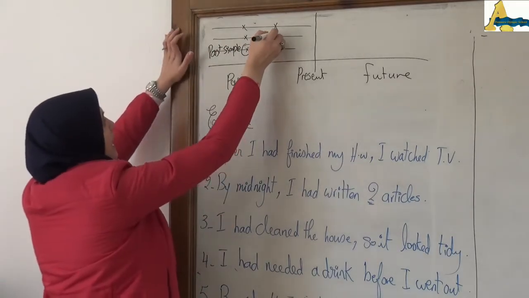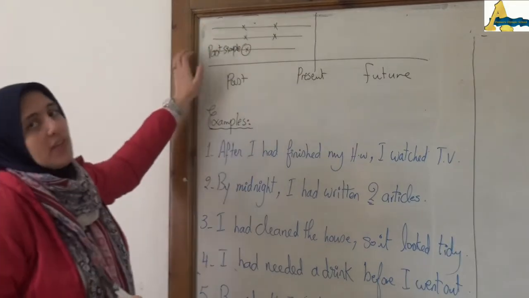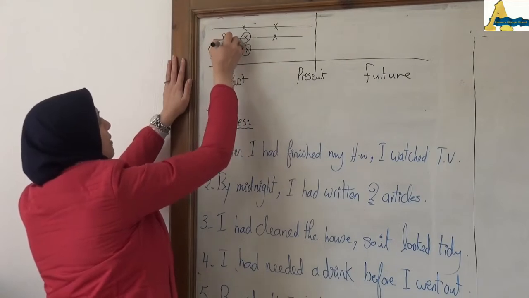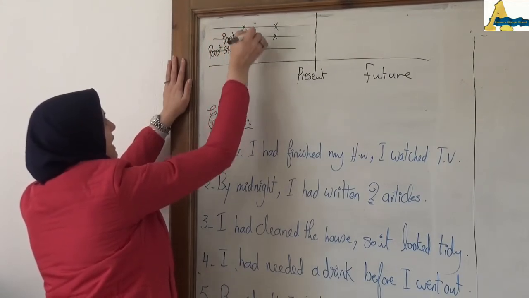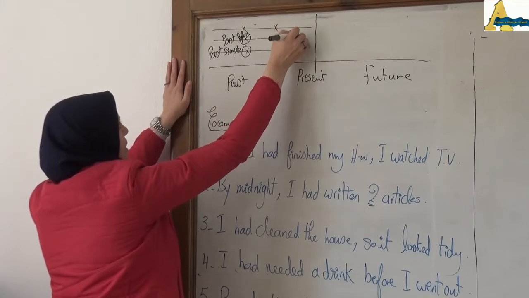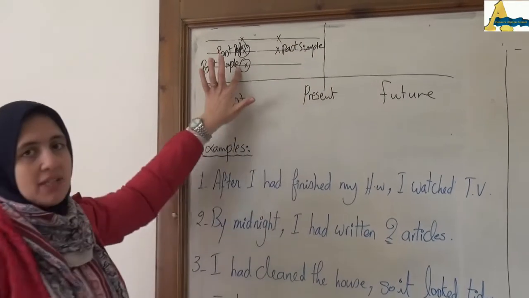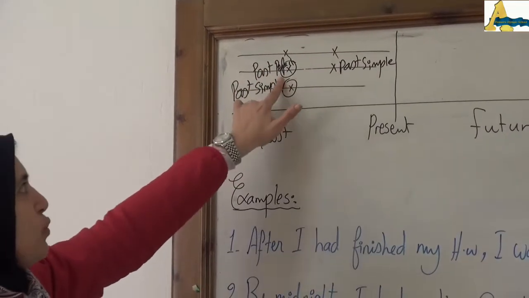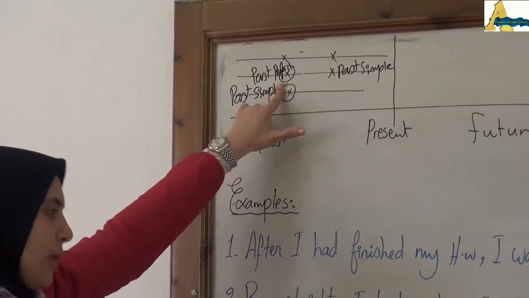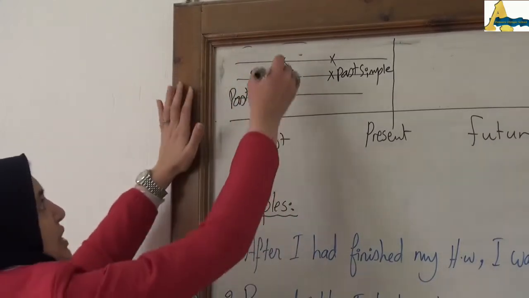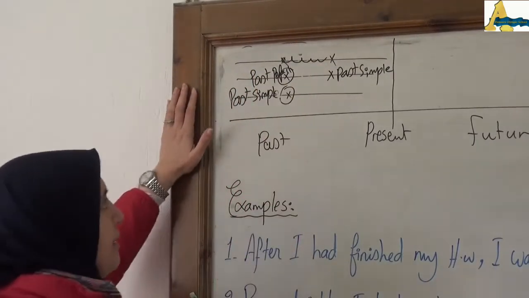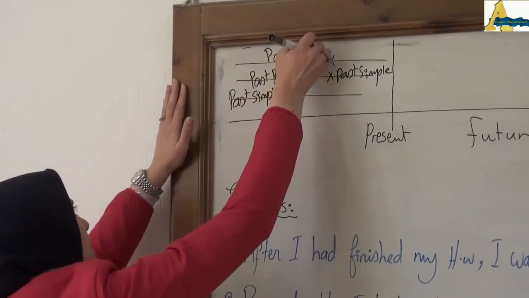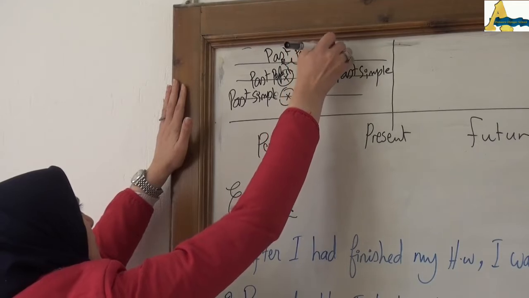If I'm talking about two actions that happened in the past, the first of them is called past perfect, and the second is called past simple. So only a point in the past, past simple. Two actions, and I want to put them in order, the first of two is called past perfect simple. If the first action took a duration before the second action happens, it's called past perfect continuous.